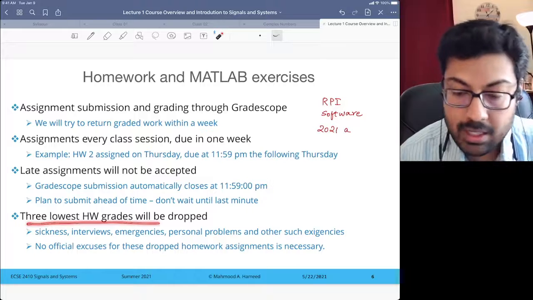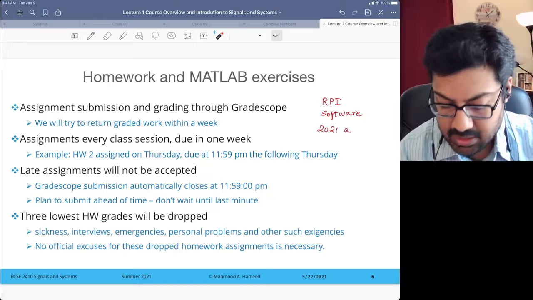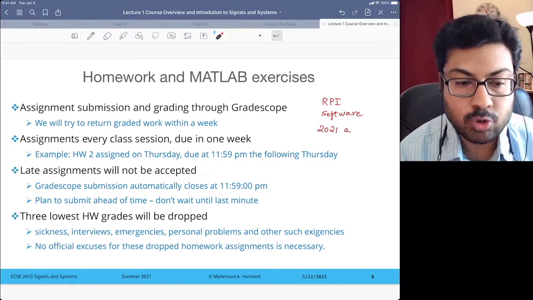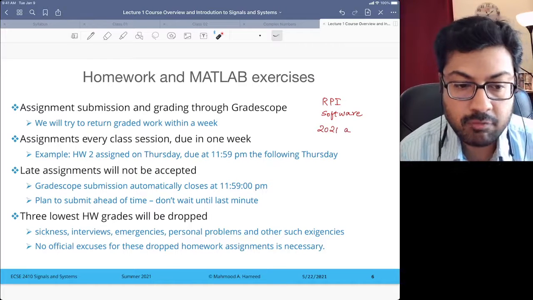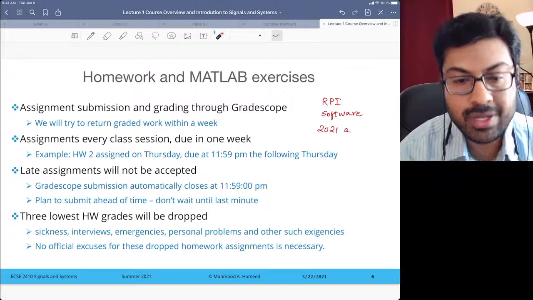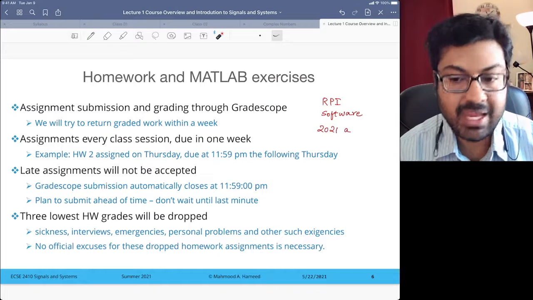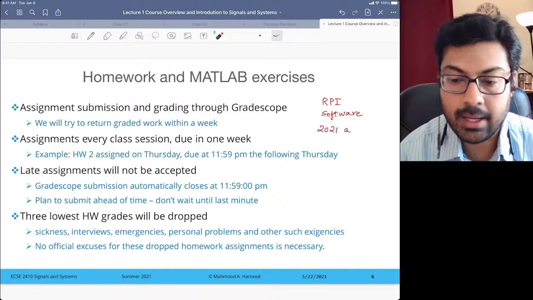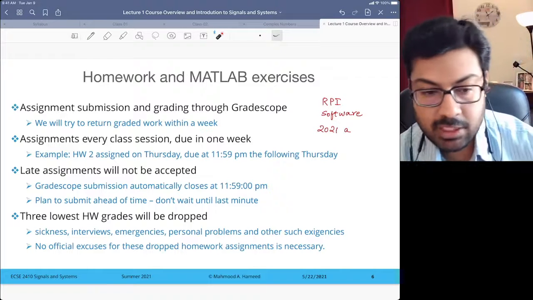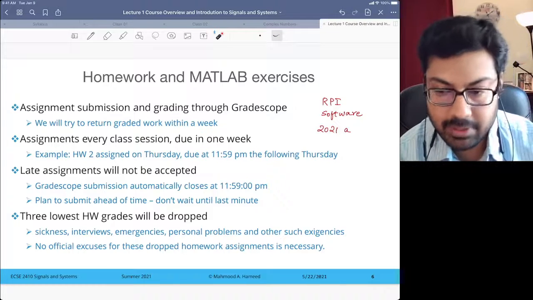I will drop 3 lowest homework grade scores. This is to accommodate for sickness, interviews, emergencies, personal problems, and so on. You don't have to provide an official excuse for the 3 lowest scores. So you can use them wisely. I don't recommend you to miss any homework on purpose. But if you're not feeling well, or if you have an interview and you have to miss a homework, you know that the 3 lowest homework grades are going to be dropped.